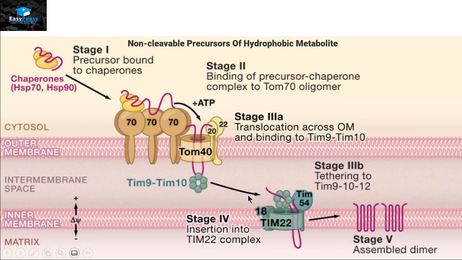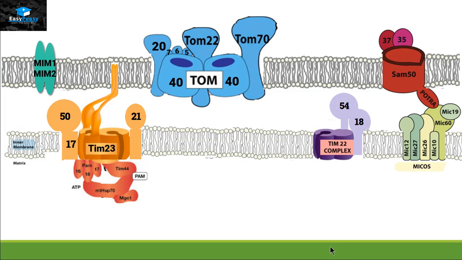Now this protein will be recognized by Tim54 and Tim18 and will put this protein in the core domain of Tim22. From here, the Tim22 complex will insert this protein in the inner membrane. Last but not least, the translocon that we are going to talk about is called the Oxa1 complex.